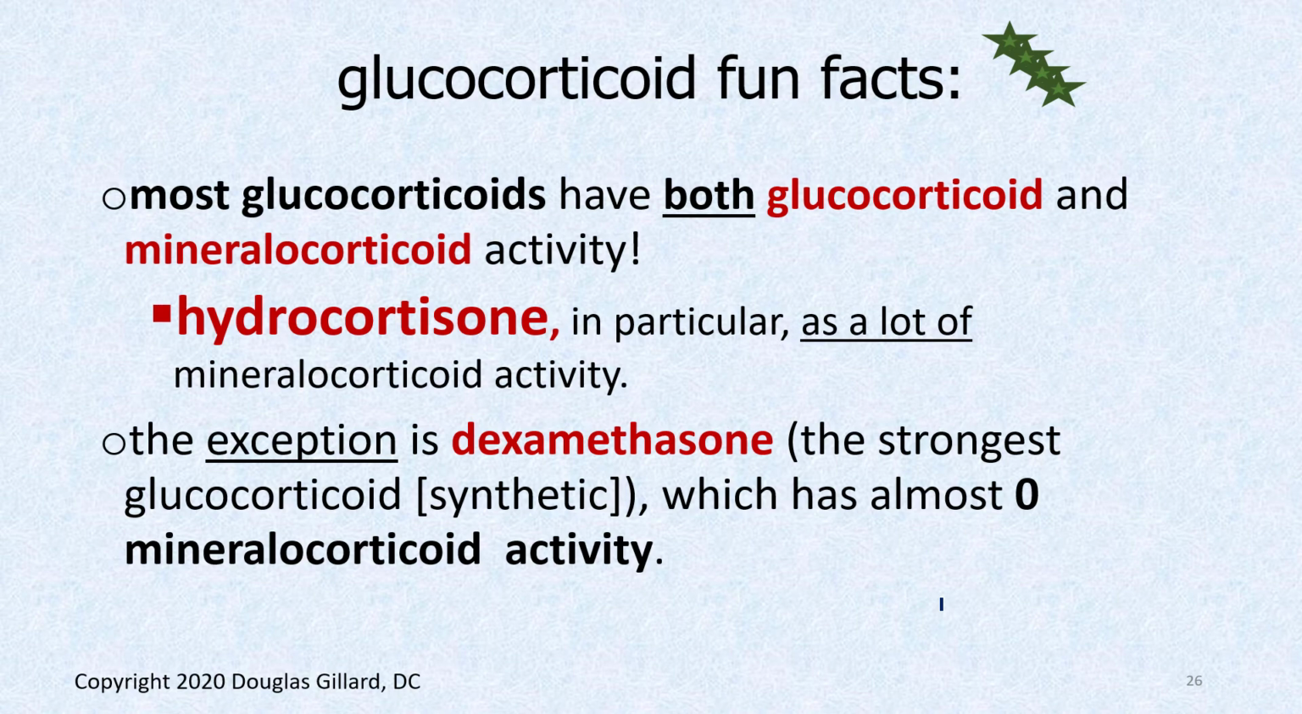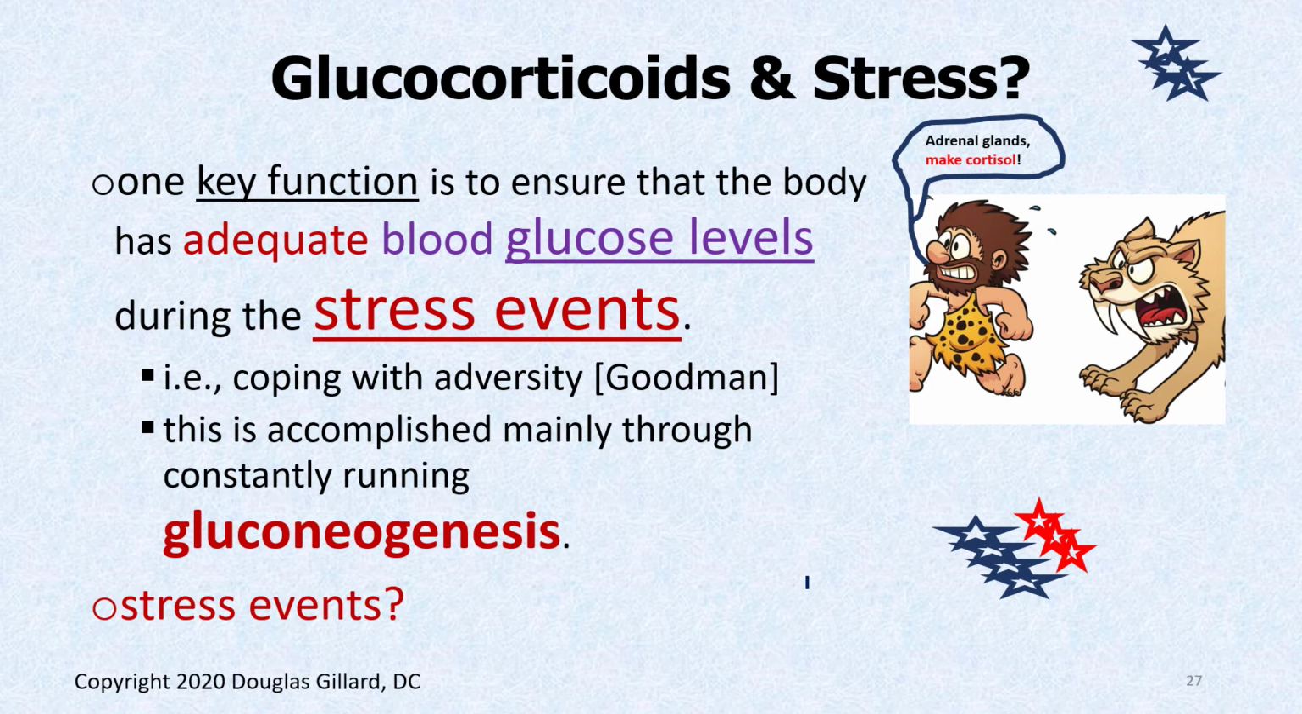Fun facts: most glucocorticoids have both glucocorticoid and mineralocorticoid activity. Hydrocortisone in particular has a lot of mineralocorticoid activity. The exception here is dexamethasone, the strongest glucocorticoid, remember that one? But it has almost zero mineralocorticoid activity. That's kind of a weird one.